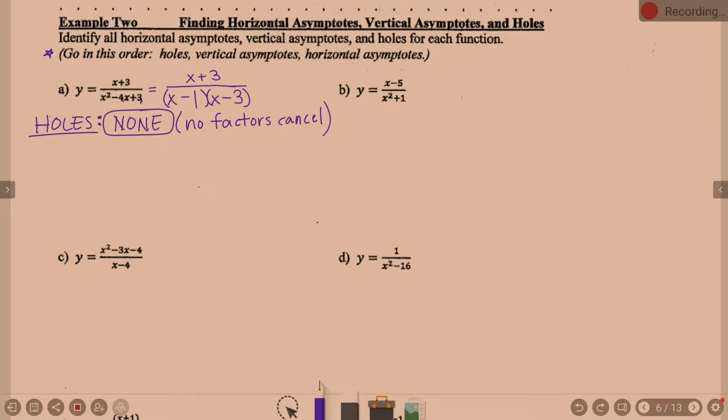After we check for holes, we're going to check for vertical asymptotes.